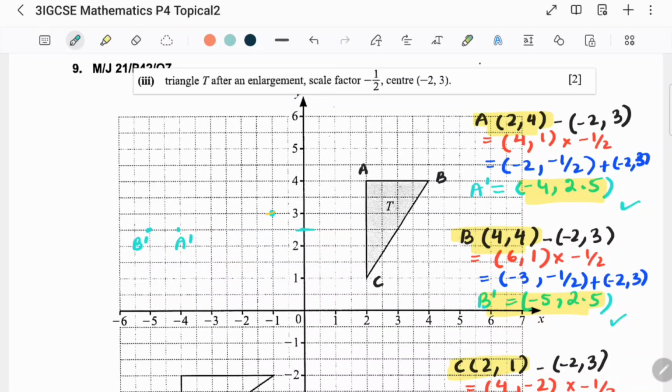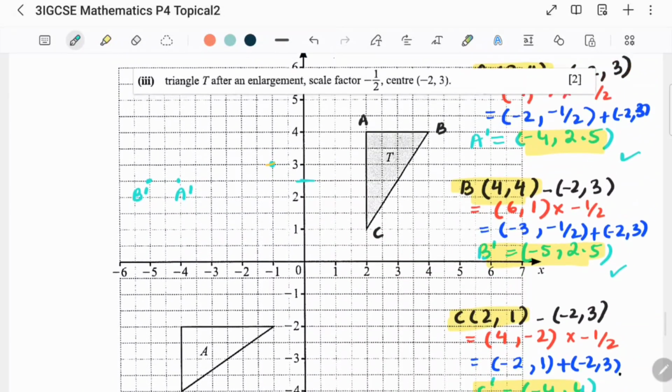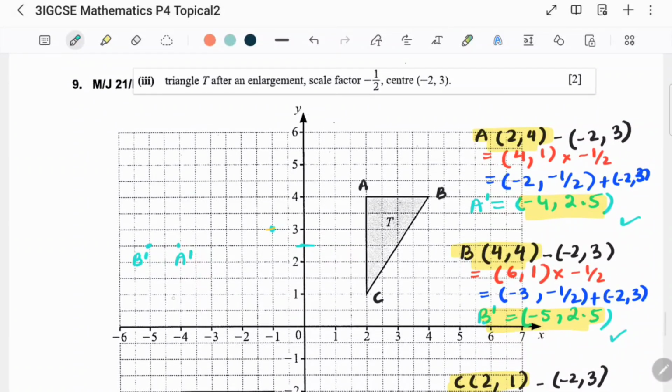Now the third point, C. Your C is coming at minus 4, 4. So minus 4 and 4. Sorry, this is your C prime. Now just join it. And you can see the diagram became smaller. Let's join it and find out that the center is coming in the middle. That's why the scale factor is negative.